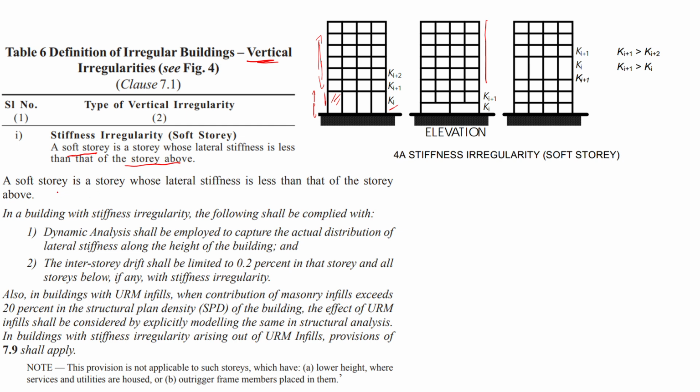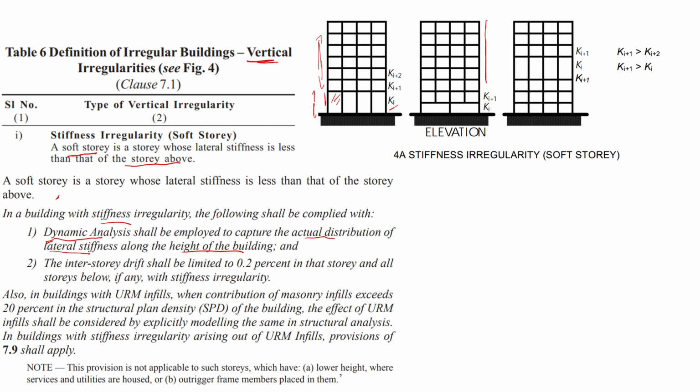A soft story is a story whose lateral stiffness is less than that of the story above. In a building with stiffness irregularity, the following shall be complied with. Dynamic analysis shall be employed, so we should follow dynamic analysis to capture the actual distribution of lateral stiffness along the height of the building. And the inter-story drift shall be limited to 0.2% in that story and all stories below, if there is any stiffness irregularity.